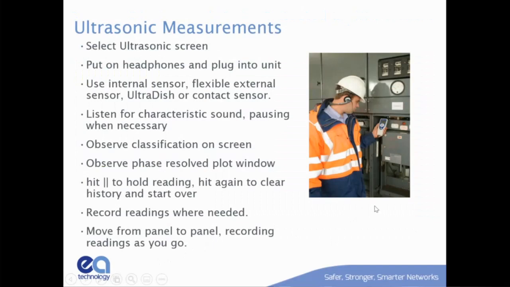For ultrasonic measurements, you're going to wear the headphones, you're going to use whatever sensor is appropriate, and you're just going to move around slowly, trying to get an air path from the source to the sensor. And then you can save it, you can do a screenshot, you can record it. The instrument actually records 10-second audio clips, so you can listen to it, you can email it. It's got a Wi-Fi hotspot built into it, so you can send the audio clip to your laptop or to your phone and then email it to somebody.